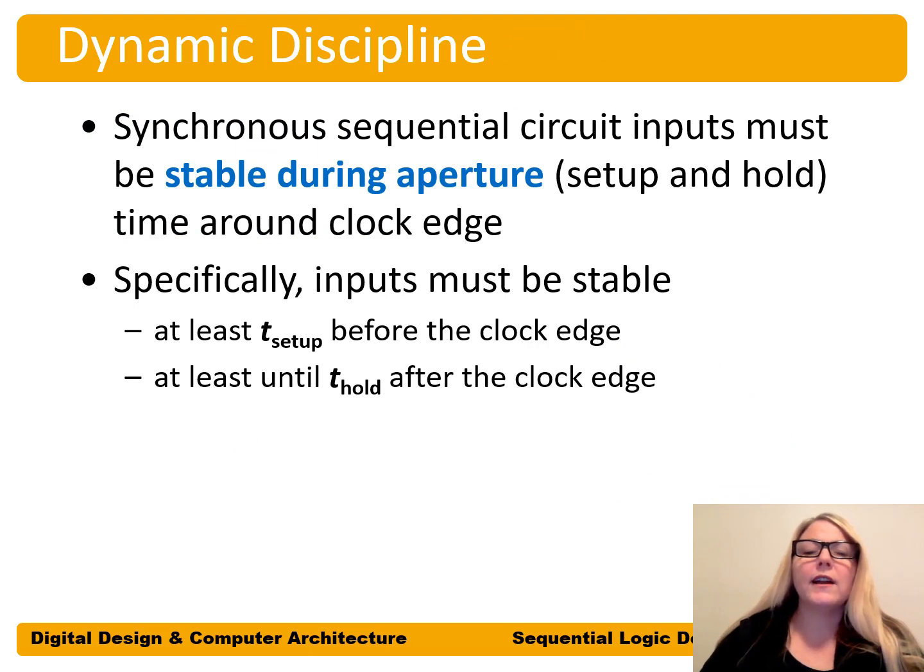So we're going to define our dynamic discipline. Dynamic means signals are changing. Dynamic discipline so that the sampled signals on the flip-flop are valid. So a synchronous sequential circuit must be stable. The inputs must be stable during the aperture time, the setup and hold time around the clock edge, in order for us to have valid outputs of the flip-flop. So specifically, the input has to be stable at least a setup time before the clock edge and until at least a hold time after the clock edge, so that a valid or stable sample is sampled by the flip-flop.